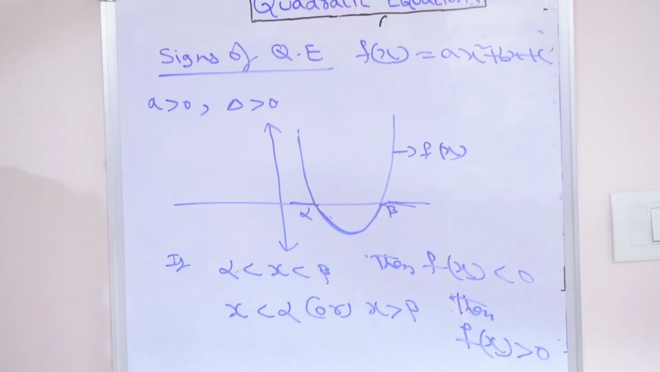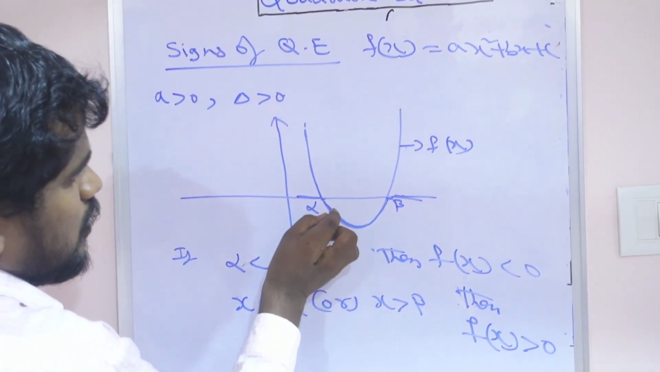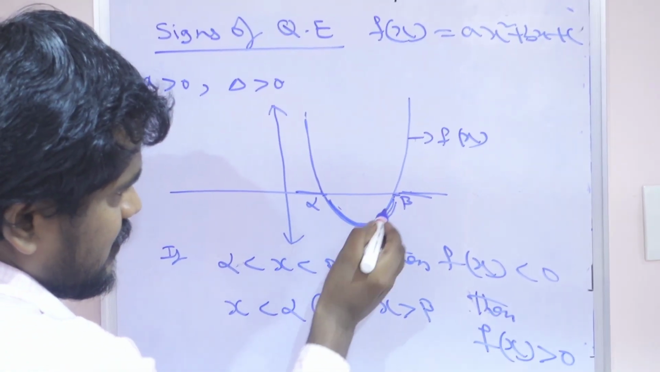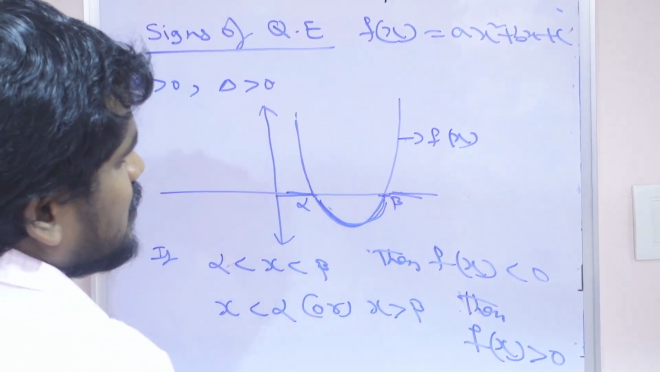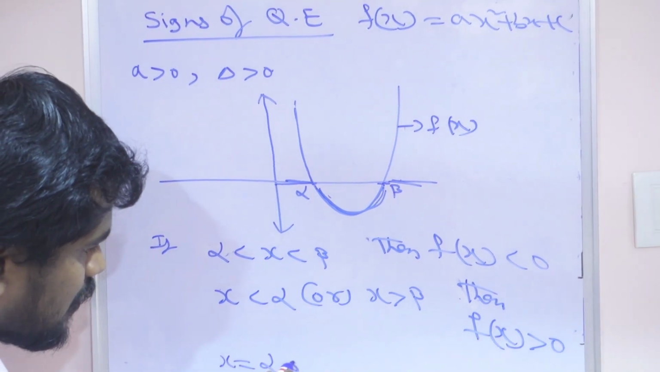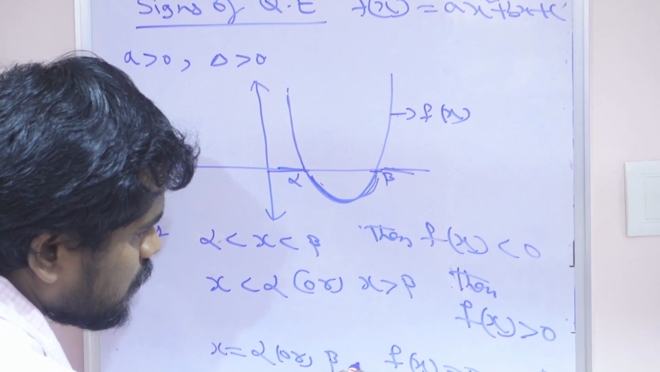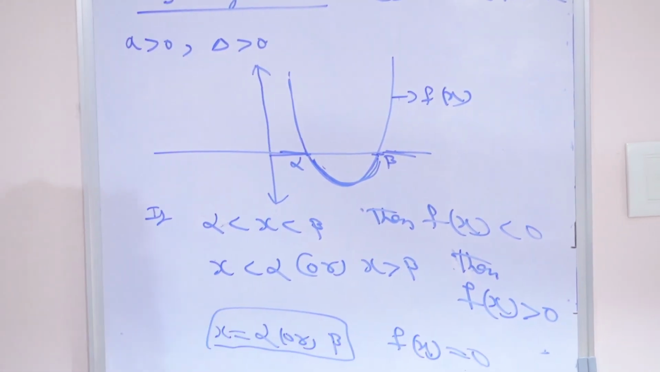Observe clearly, this is about a greater than 0 and delta greater than 0. In between alpha and beta, this is downwards, so f of x is less than 0, and below alpha and above beta, f of x is positive. Exactly at x equal to alpha or beta, f of x is equal to 0.